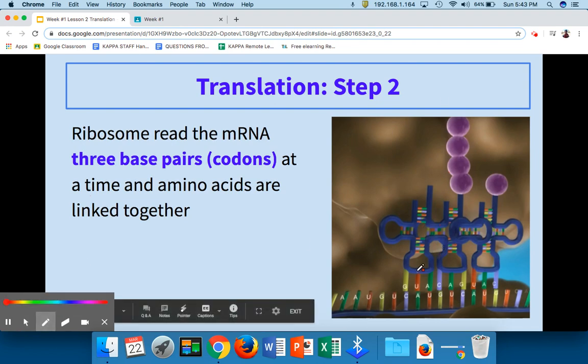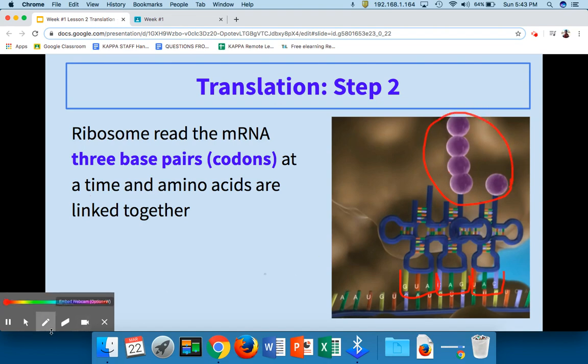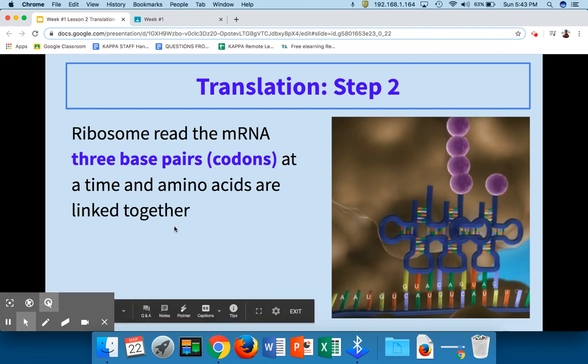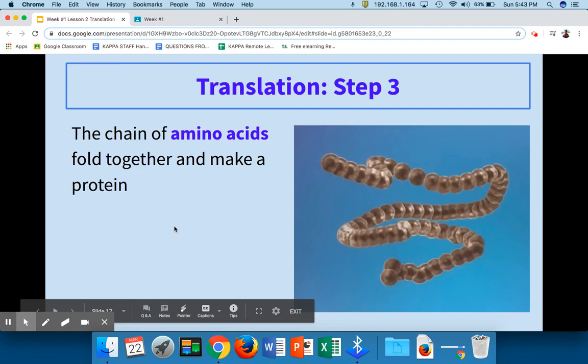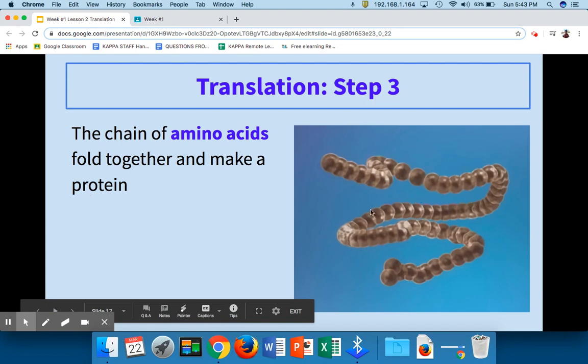So here we have 3 codons. I'll circle them. 1, 2, 3. And then this is your chain of amino acids that's being linked together. This is happening in the ribosome, which is in the cytoplasm of the cell. Step 3 is the chain of amino acids fold together to make a protein. So your amino acids fold over each other, and then we have our final protein.